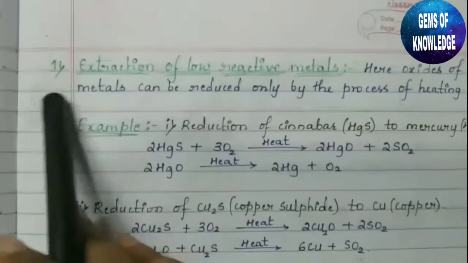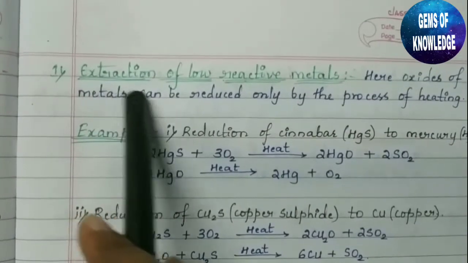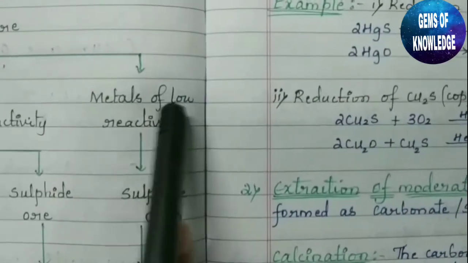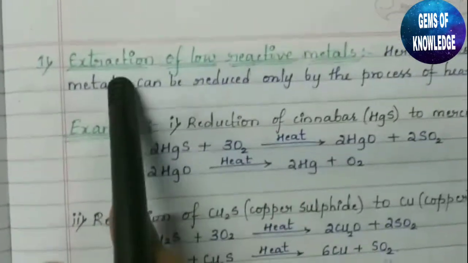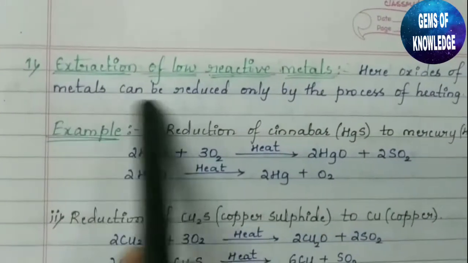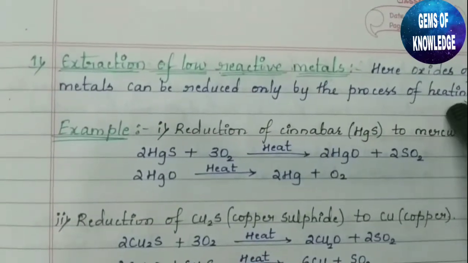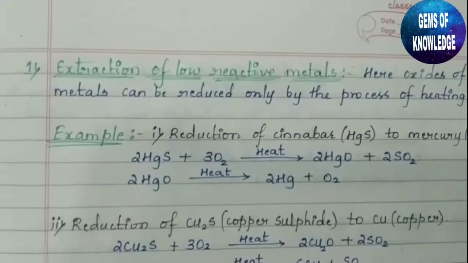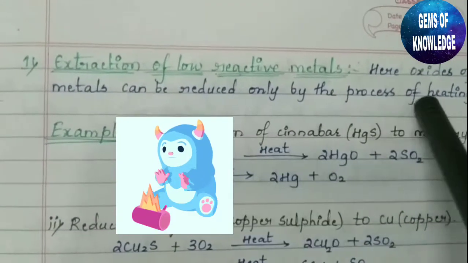As you can see here, first is the extraction of low reactive metals. We have started from here, the metals of low reactivity. Hence, oxides of metals can be reduced only by the process of heating. So here we can reduce this metal oxide only by the process of heating.